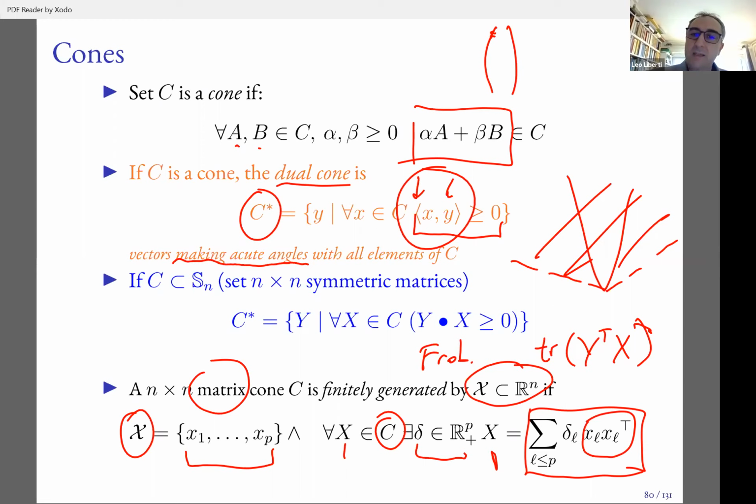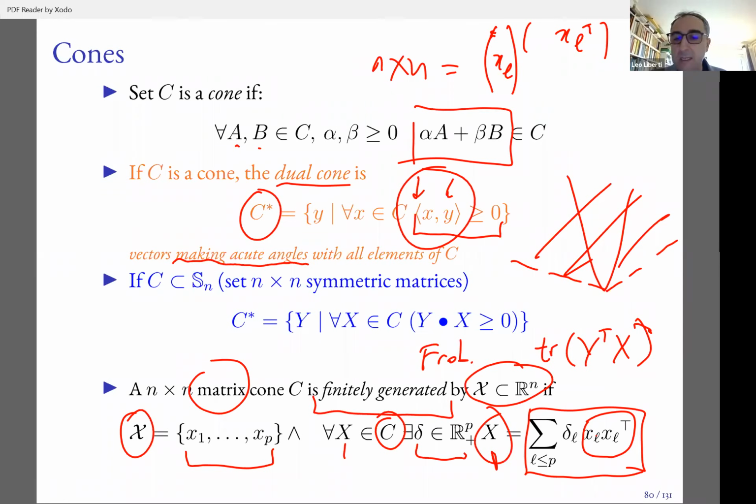You would have x_l here. That's one element in the sum, and that's multiplied like this by x_l transpose. And so this is an n times n matrix with rank 1. So finitely generated by vectors means that this element can be written as a non-negative linear combination of rank 1 matrices out of the vectors in the generating set.